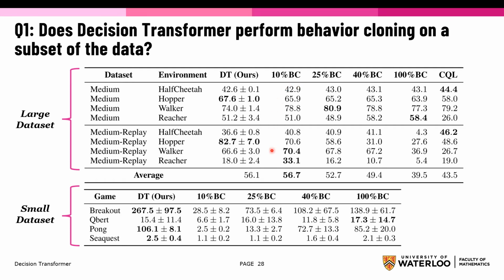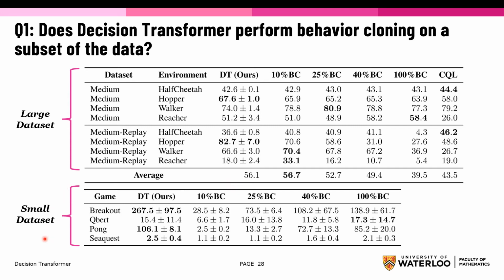As you can see in the results here, the percentile behavior cloning is actually doing much better than the state-of-the-art model-free offline RL algorithm, the CQL here. And when it comes to the DT, you can see that it's performing on par and very competitively with the percentile behavior cloning, which means that it has the ability to focus on the particular subset of the whole training data that gives the required target return.